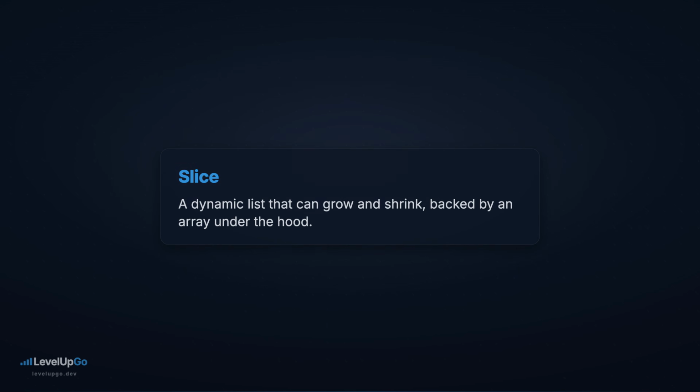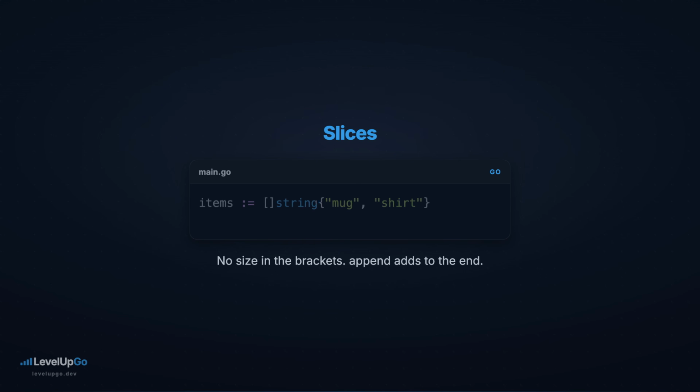And to achieve that, we will use slices in Go. So a slice in Go is a dynamic list. You can shrink and you can grow it, but under the hood, slices are using arrays. And to create a slice in Go, you write it the same way as an array, except you don't specify the size. So here we have an items slice that contains mug and shirt, and then we add an item to the end of the slice by using the append method.